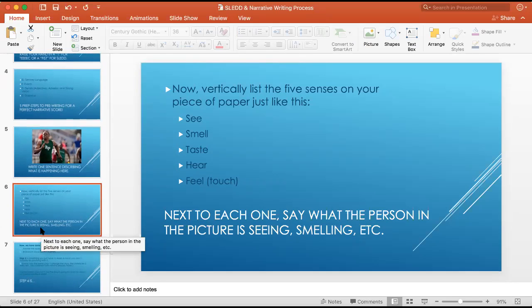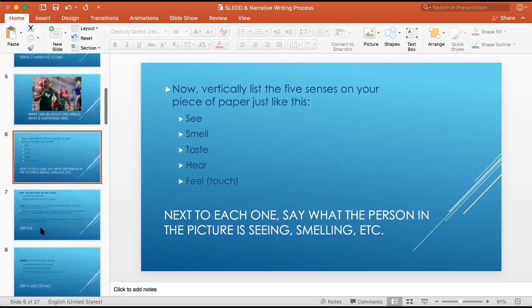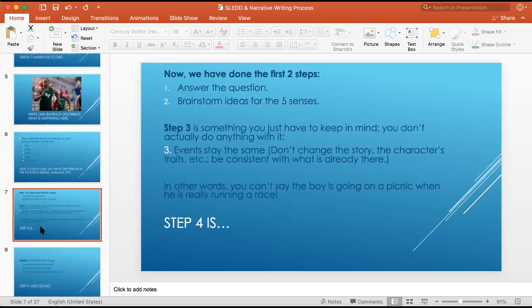So anyway, that's kind of the point here. The point here is to really look at what the character sees, smells, tastes, hears, and touches in this scenario in the story. Once you've done that, you have done the first two steps of SLEDD. Number one, you answered the question. Here, that was your first sentence: the boy is running, or the boy is running around the track, or whatever it was you came up with first. Second, you brainstorm ideas for the five sentences.